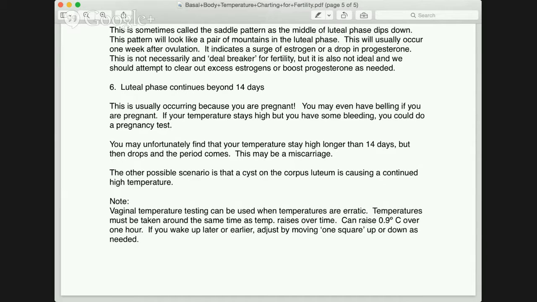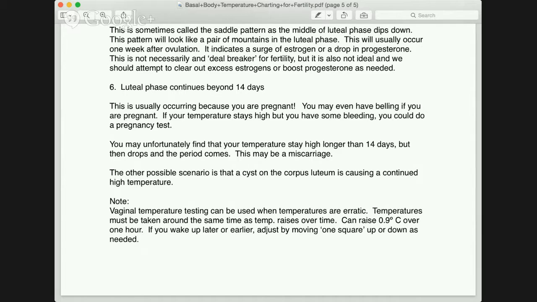Like, let's say it was the weekday and you just had a 98 and a 98. Then maybe you woke up on the weekend later and now it's at 98.2. I think you could potentially just go ahead and record a 98, if that makes sense. So if you get hotter as time goes by, you can adjust.